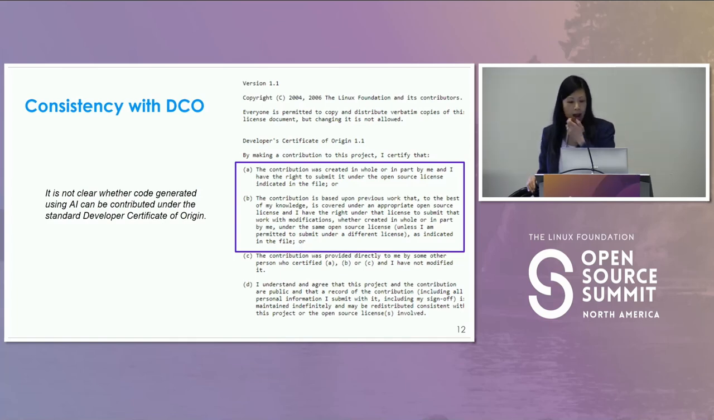So you're good. The alternative is if you just take the output and you're not actually adding your own creative content to it, and it's based upon a previous work, then you need to have permission to submit that work. And again, if it's a tool that gives you the information to confirm that you have permission from third parties whose content is included in the output, that's great. But if you don't, there's really no way of verifying that your contribution qualifies under paragraph B here.